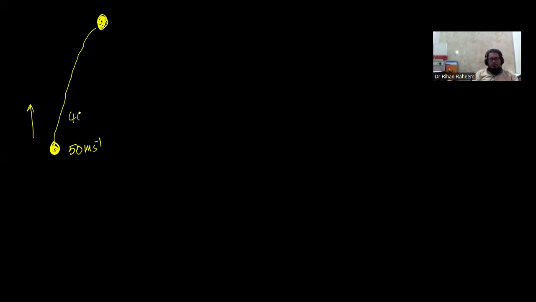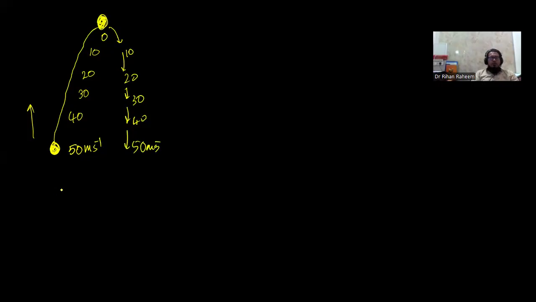50 will become 40, 40 will become 30, 30 will become 20, 20 will become 10, and finally it will become 0. At that situation, there is no more velocity to send the ball up, so the ball will come down. Coming down from 0, it will become 10, then 20, then 30, then 40, and when reaching back to the hand, it will be 50 m s^-1.